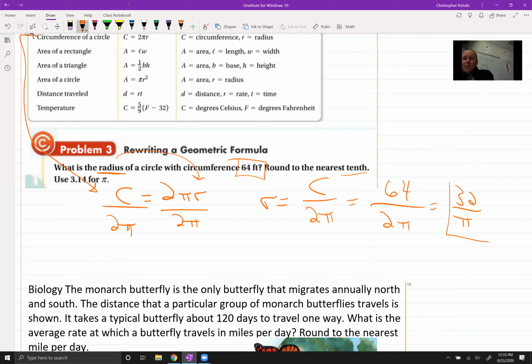It says the nearest tenth. That would just be some calculator work. I'm not overly worried about it. If you want to go ahead and get it, please do. So that's a situation where it'd be a lot easier if I could rearrange it first and then I just have to plug it in.